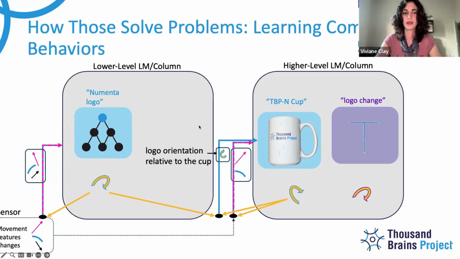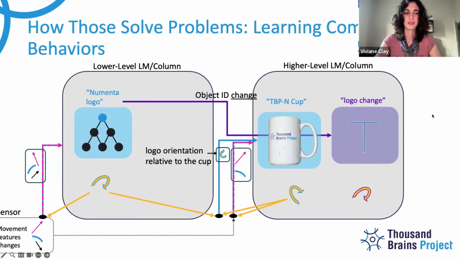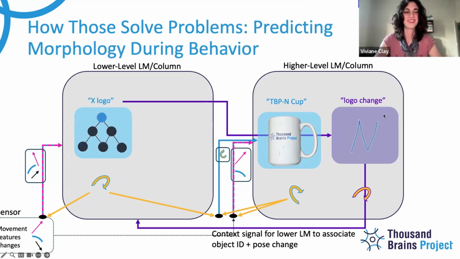So it's not rotating, but I just wanted, for completeness, to show learning feature changes. So basically we have the Numenta logo, oh, hang on. We have a logo on a cup. I don't know why it's not animated. Ah, here we go. Well, basically, I'll just show this slide. We have a logo on a cup, and the logo can change between the Numenta and the TBP logo.